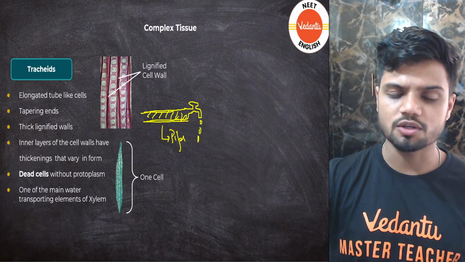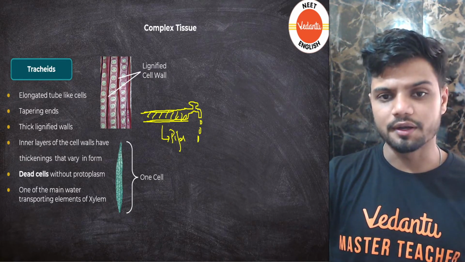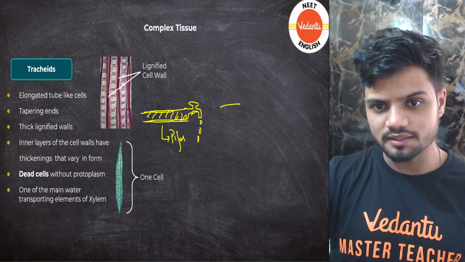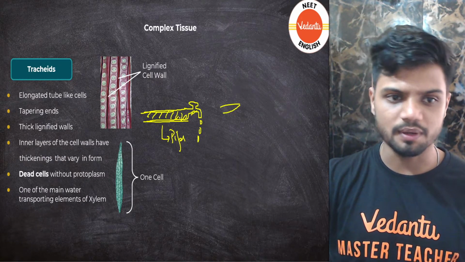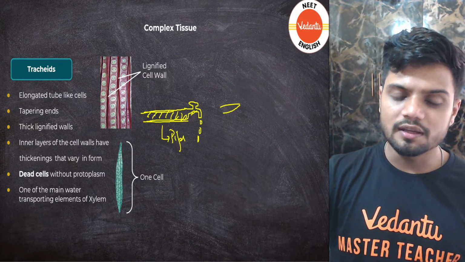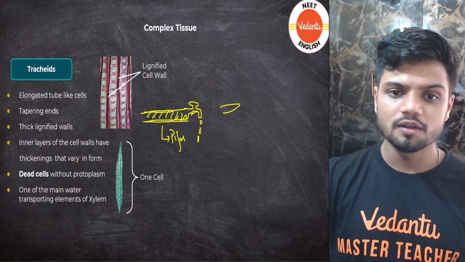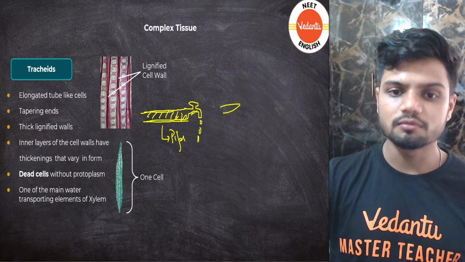Yes, it is a tube-like structure. Elongated, yes, it is elongated. Is it ending? Yes, it is tapering, right? It's a tapering end, right? So is it living or non-living? Obviously non-living. What is the main function? Transport of water, like this pipe.